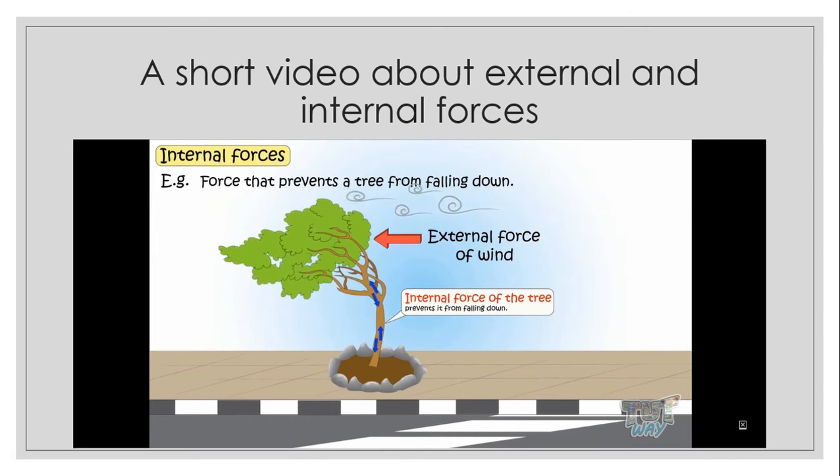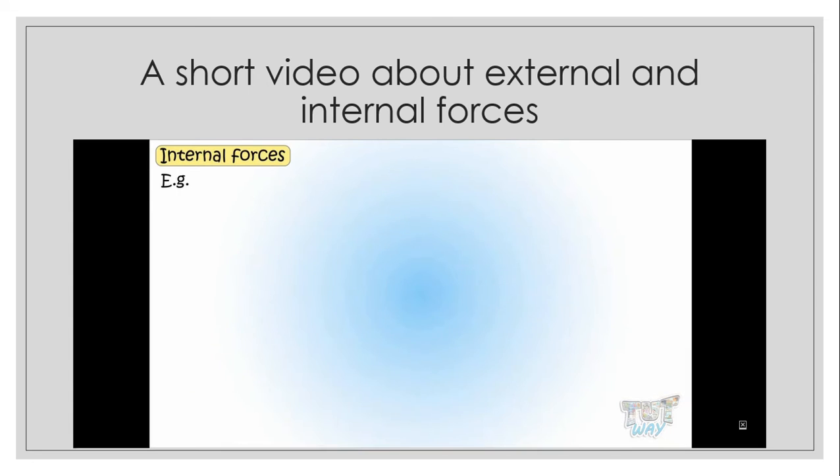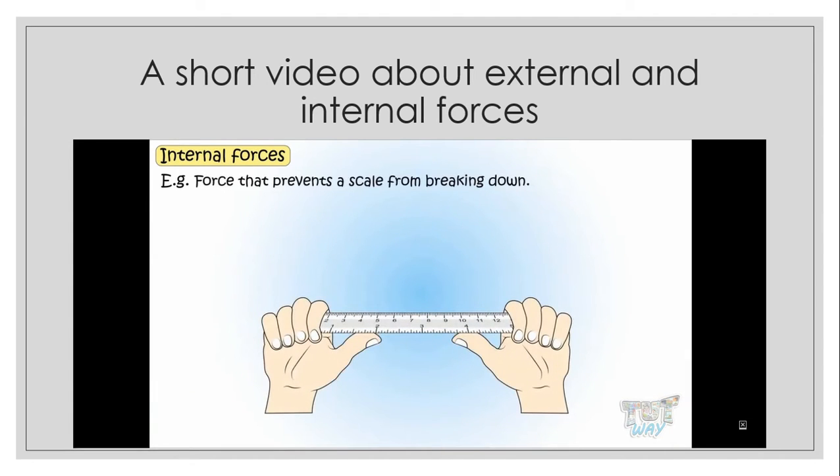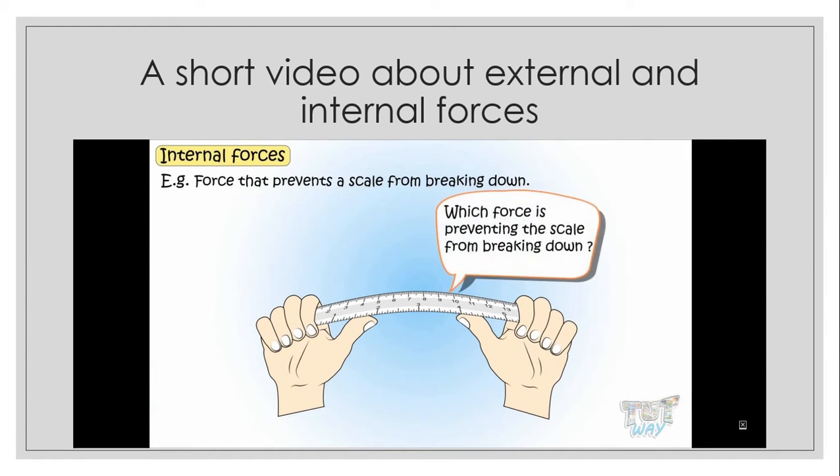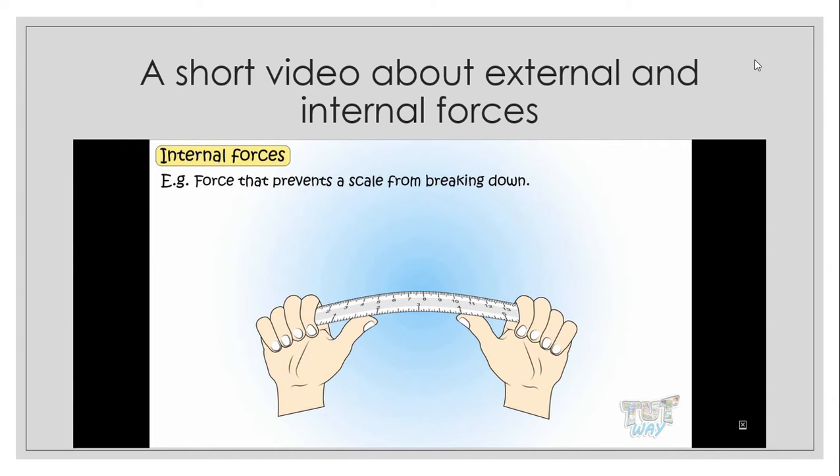Here is another example. This girl is trying to bend the scale, but the scale is not breaking down. So what forces are acting on it? The girl is applying muscular force to bend it, and there is internal force in the scale, which is preventing it from breaking down.